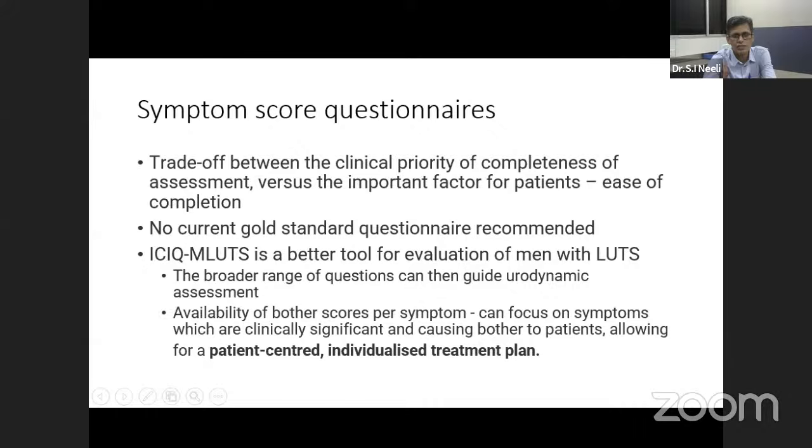So ultimately, all these symptom scores help us in understanding the lower tract symptoms, how much each symptom is bothering the patient, and how our treatment will help in reducing the symptom, so that we can plan a treatment for the patient which is patient-centered and customized to the patient.